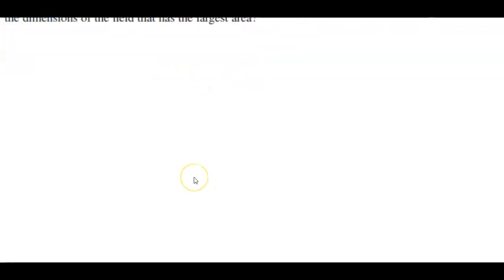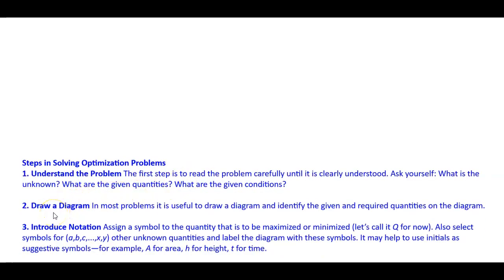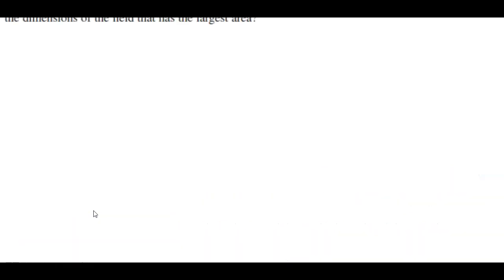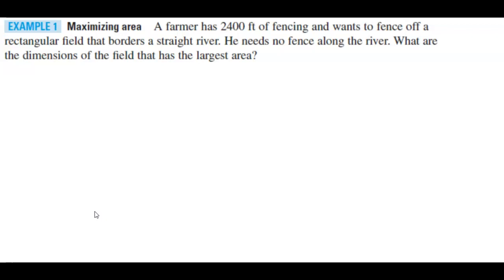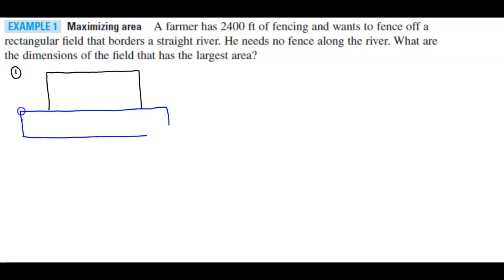Okay, so in part 2, we want to draw a diagram because that's going to give us sort of an idea of what we're looking for. So let's go ahead and draw a diagram. We have a rectangular field, and this rectangular field borders a river. Okay, so there's the river, and there's no fencing needed along the river.